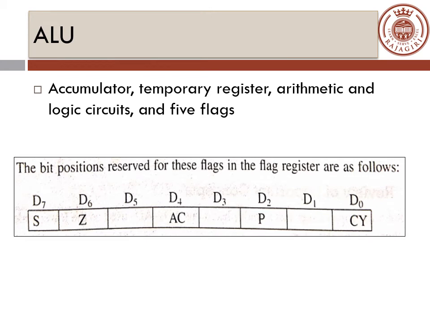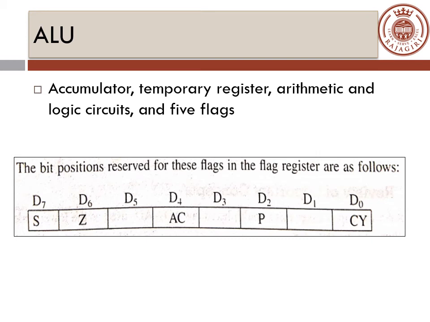So the ALU comprises an accumulator, a temporary register, the arithmetic and logic unit, and 5 flags. Now you can see the flag positions. It is actually D0 to D7.